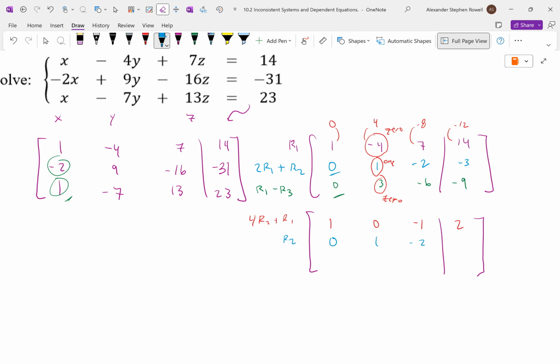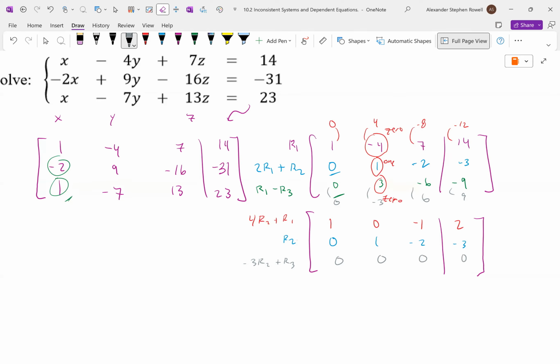0, 1, -2, -3. And then to make 0 on the bottom, I'm going to do -3 row 2 plus row 3. So -3 times row 2. So -3 times 0 is 0. -3 times 1 is -3. -3 times -2 is +6. And -3 times -3 is +9. So when I add these together, they all cancel, and I get 0, 0, 0, 0.